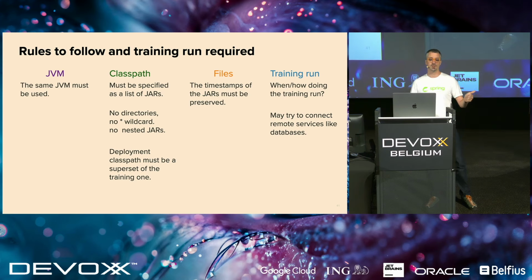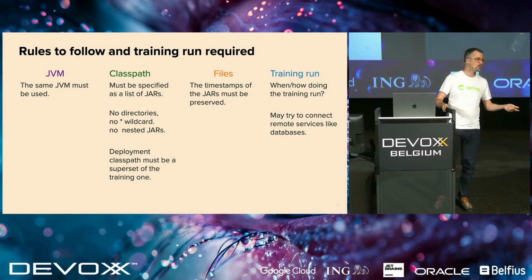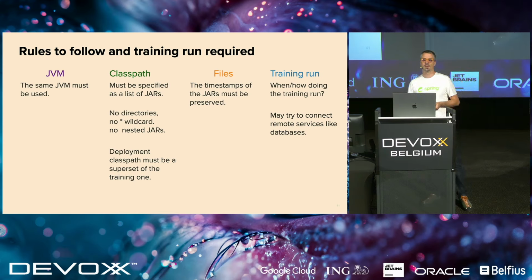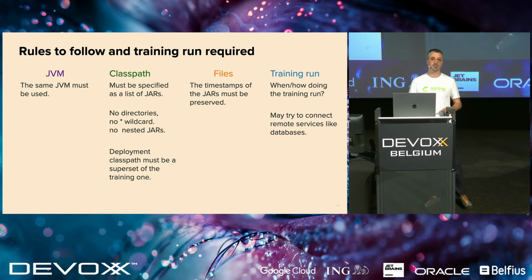You need to use the same JVM between the training and the deployment run. You need to follow a set of pretty strict rules for your classpath: use only jars, no directories, no wildcards, no nested jars, and guess what? Spring Boot executable jar is using nested jars, so not a good fit. And the deployment classpath must be a superset of the training one. Also, say you have fulfilled all those constraints, and you naively copy your application somewhere else, and then you change the timestamp of your jar files. CDS thinks that you have changed the classpath, and the optimizations vanish. So it's pretty easy to break those assumptions when there is no dedicated support.